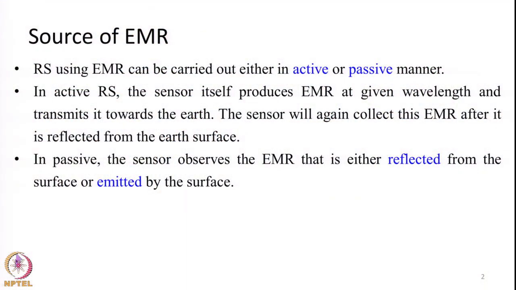So the basic source of electromagnetic radiation is primarily the sun. When we are doing remote sensing in wavelengths less than 3 micrometers, the source is the sun. When we do remote sensing in wavelengths between 8 to 14 micrometers, the primary source is the emission from Earth. This we saw already in previous classes.